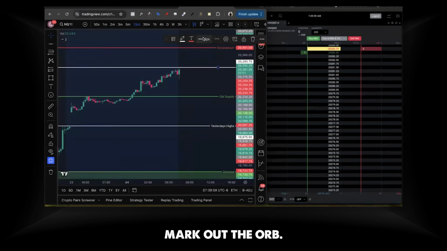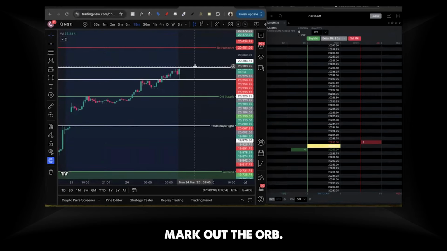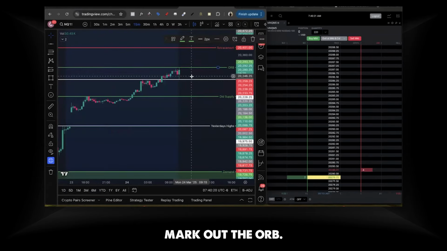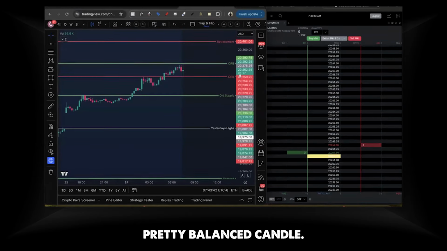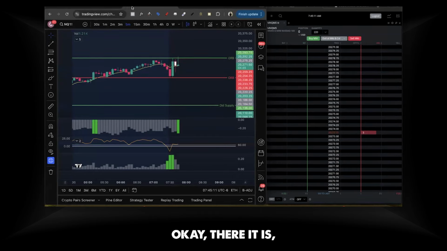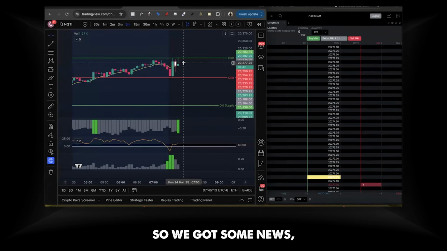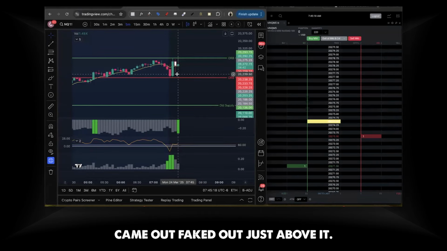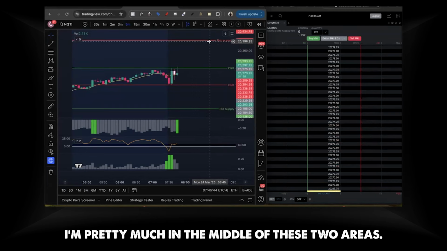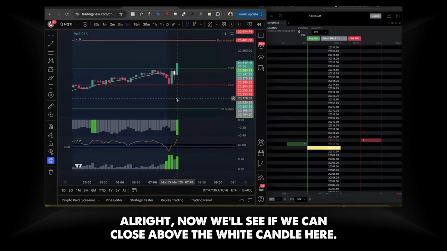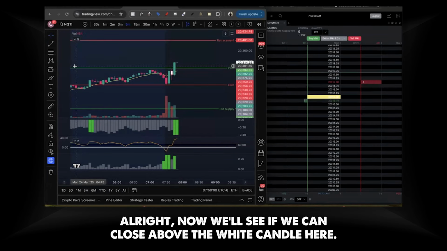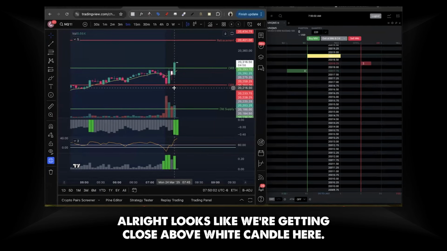Mark out the ORB. Pretty balanced candle. Okay, there it is. So we got some news that came out, faked out just above it. We're pretty much in the middle of these two areas. All right, now we're seeing if we can close above the white candle here. All right, looks like we're getting close above the white candle here.